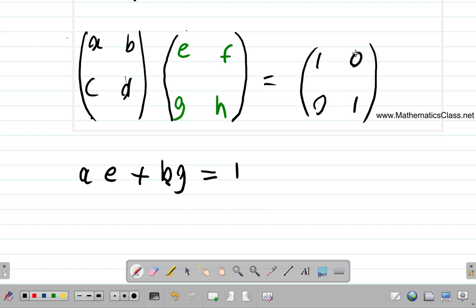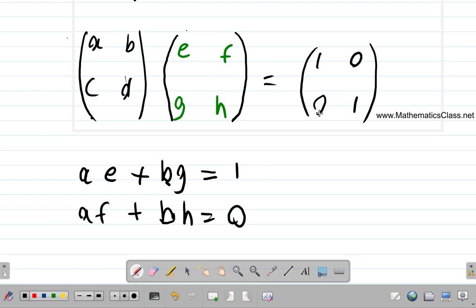Now, this 0 right here is in row 1, column 2. So you must multiply row 1 by column 2 now. So when you multiply that out, it's going to be AF plus BH. B times H. You see that? A times F plus B times H. Nice. And that is equal to 0.